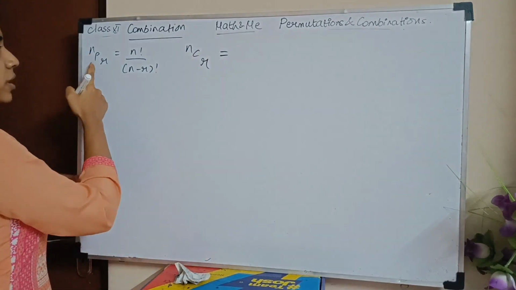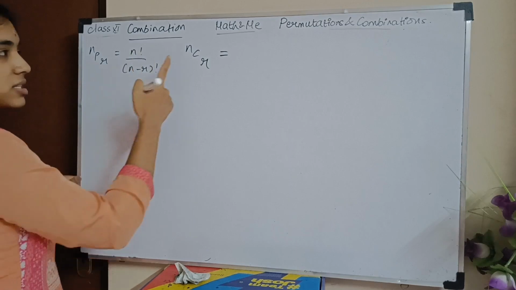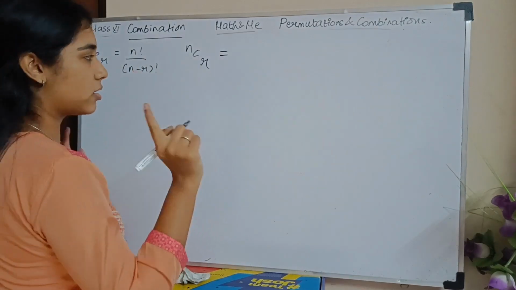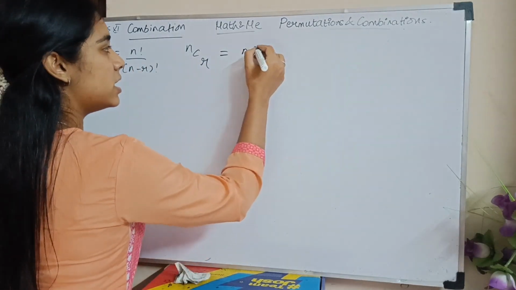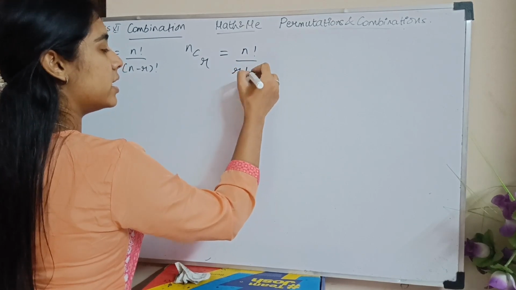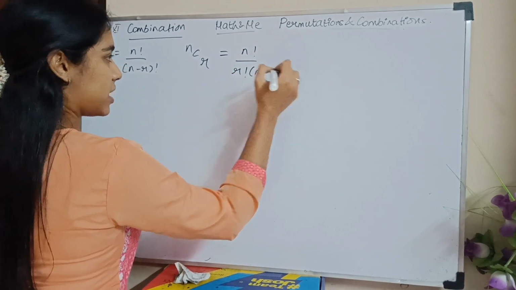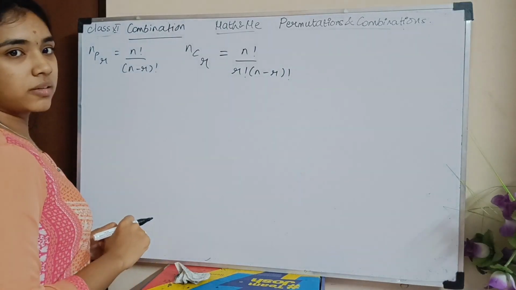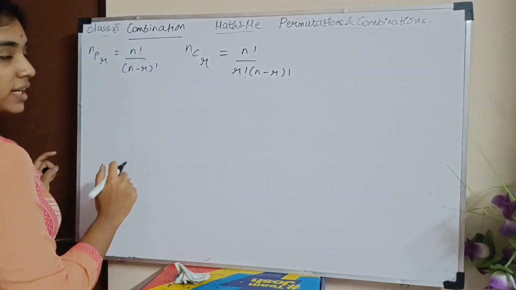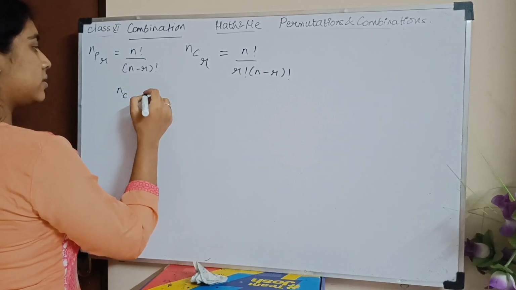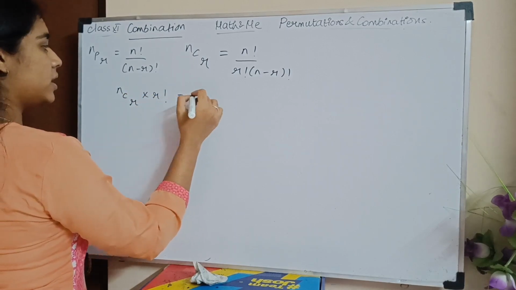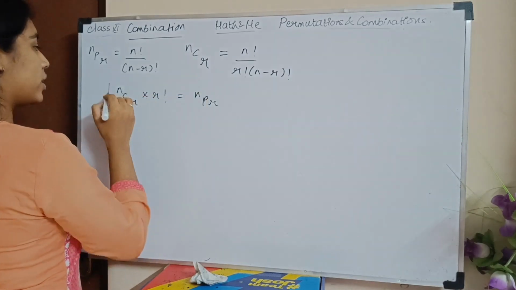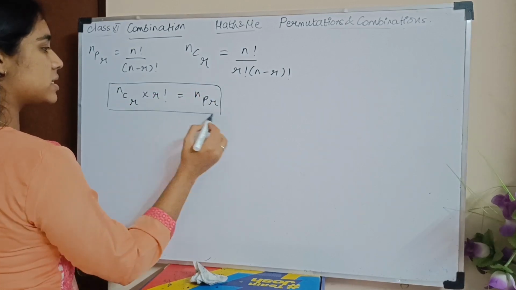Now for combination it will be nCr, combination, n choose r. Here it is n permutation r, that is, order matters. n choose r means order does not matter. Okay, remember. nCr is n factorial divided by r factorial times n minus r factorial. The only difference is you have the r factorial here. So what is the relation between these two? nCr times r factorial equals nPr. Always remember this relation.